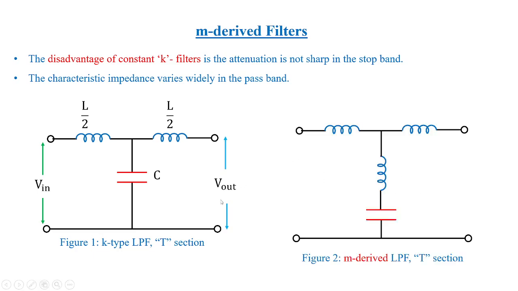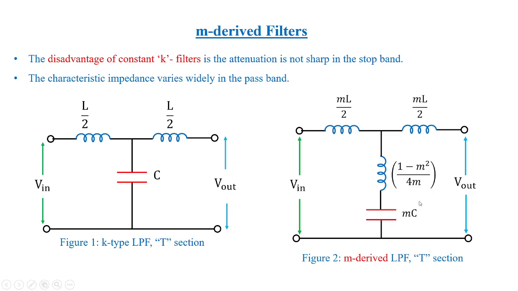Anyhow, in the modified K-type, or you can say the m-derived low-pass filter, the arms L by 2 are as they are, and C is also as it is, but here we have introduced another inductor. Since we have designed this as m-derived, we have the input and output, and the impedance we have taken here as mL by 2, and the resultant of the division is obtained to be (1 minus m square) by 4m, and mC. How we got this, we are going to see now.